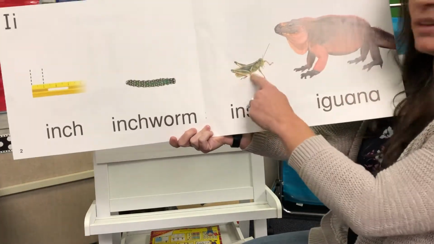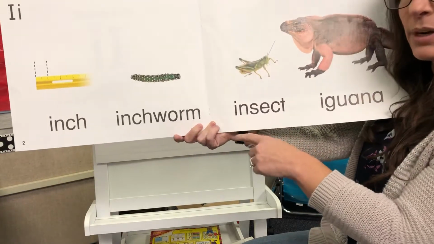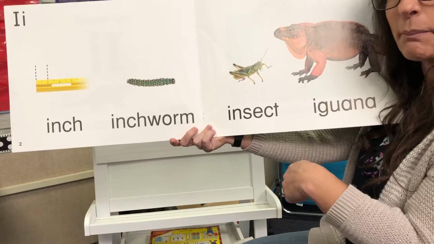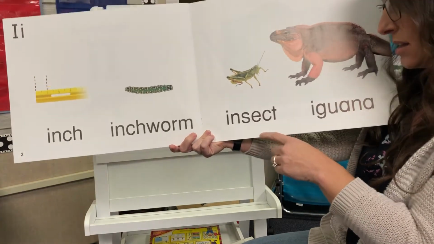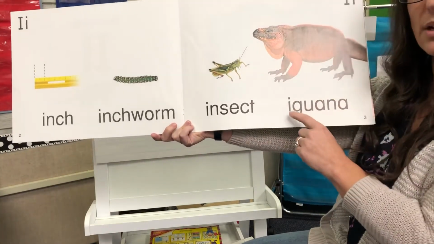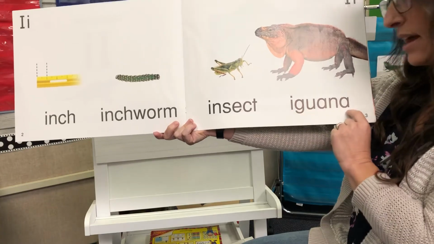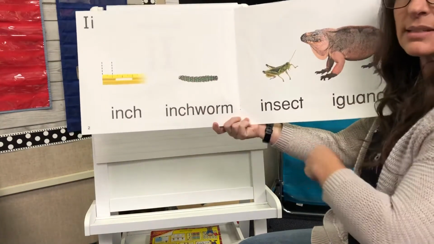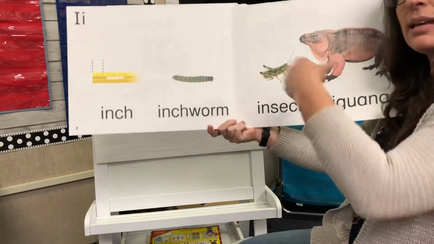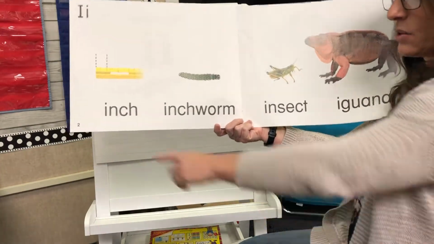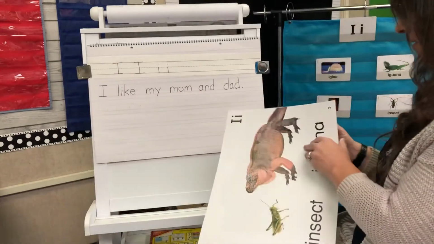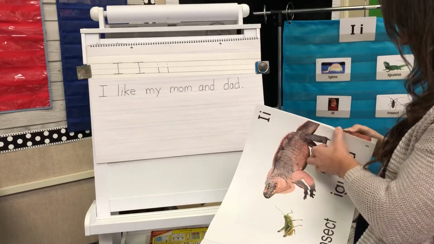And then instead of calling this a grasshopper or a bug, we're going to call it an insect. That's a fancy word for bug, insect. And we're not going to call this a lizard, we're going to call it an iguana. So these are just words. They're not sentences yet, just words that you might see in the sentences later. So inch, inchworm, insect, iguana. Okay.